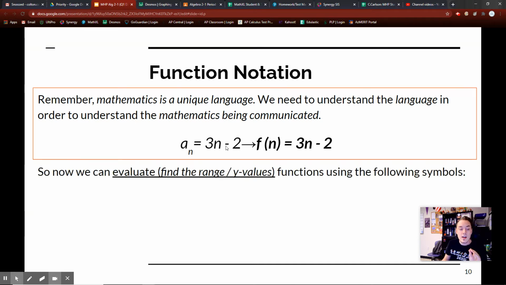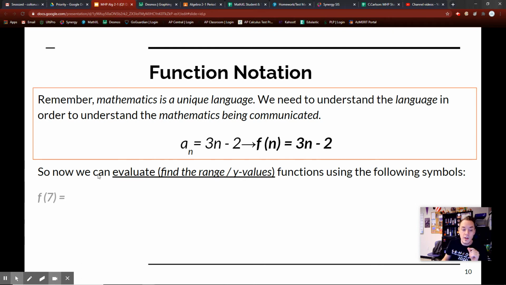Now watch this. We can now evaluate or find the range, the y values of the functions using the following symbols. When I say evaluate, what I mean is find the output. Find the range. Find the y value. They all mean the same thing. Output, y value, and range literally all mean the exact same thing. So when it says evaluate the function, you're going to be thinking, what's the output? What is my y?